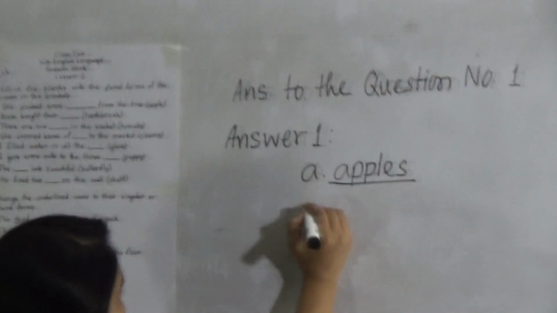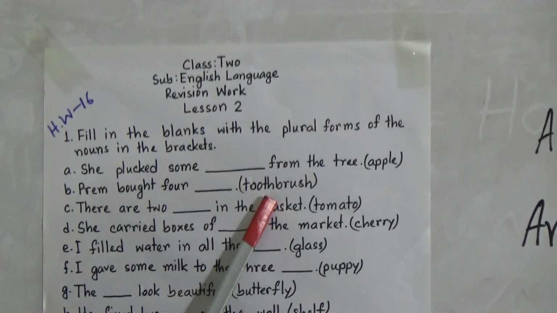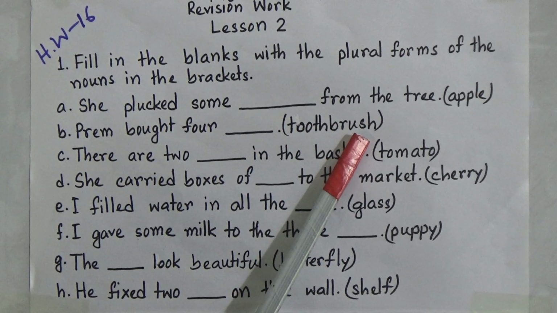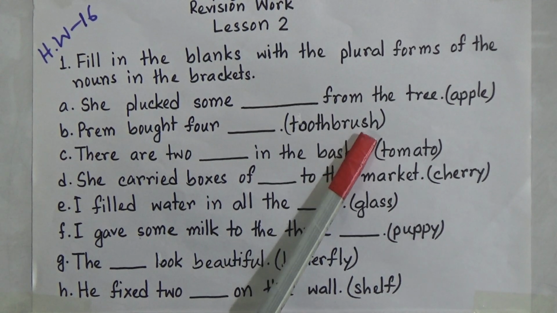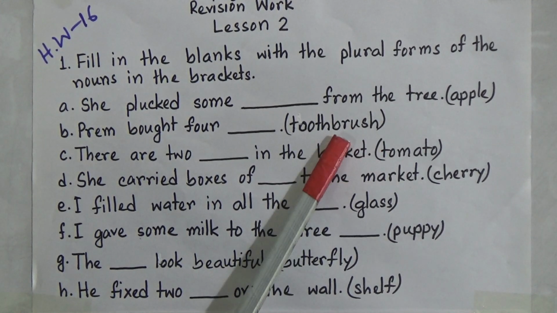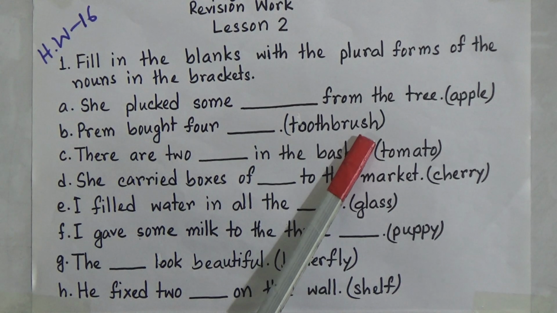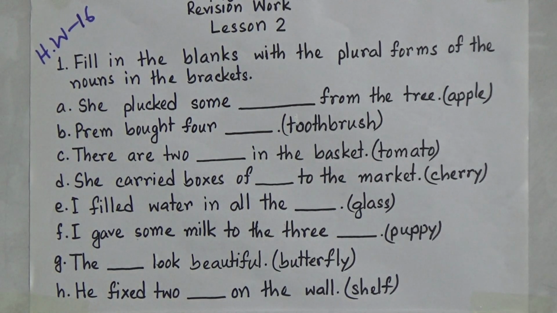Now number B, Prem bought 4 and in the blank we will write the plural form of toothbrush. Now look at the word toothbrush, the word ends in SH and we all know that if the word ends in SH or double S or X, we will add ES to make it plural. So the answer of number B will be toothbrushes.